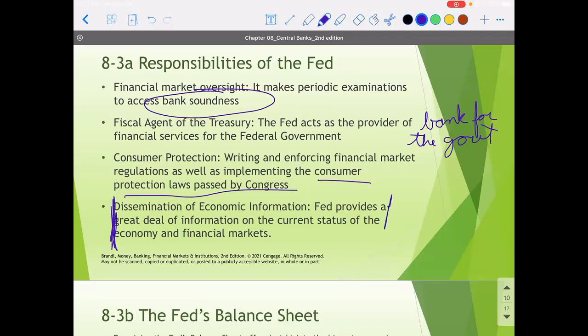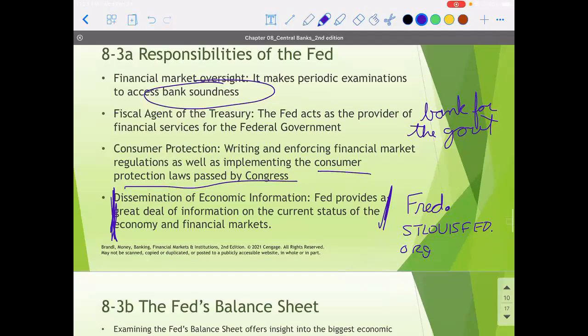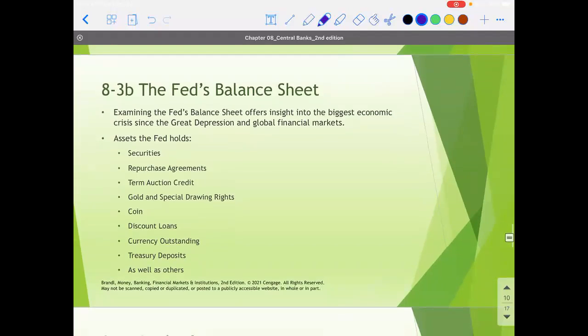And then it also disseminates data. Again, the best place for data, fred.stlouisfed.org, the Federal Reserve Economic Database.